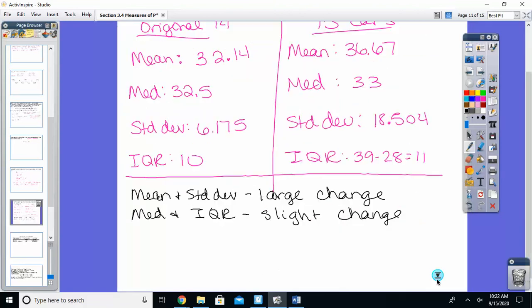So this kind of tells us what we should look at when. If we have an outlier, like the 100, it's really going to change our mean and standard deviation. So if you have really extreme values, you're better off looking at the median and the interquartile range. If all of your values are pretty consistent, like our original 14, then in that scenario, the mean and standard deviation are pretty accurate.